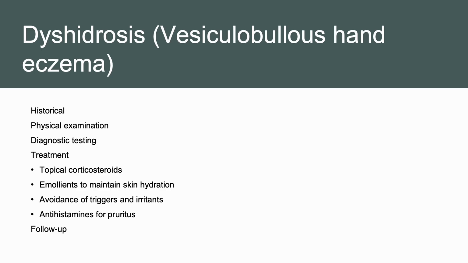Patients often report recurrent episodes, particularly in warm weather or during periods of stress. On exam, we see small, deep-seated vesicles on the palms, fingers, and/or soles. Chronic cases may show scaling and fissures. This is often a clinical diagnosis based on appearance. Patch testing may be performed to identify potential allergens, and skin biopsy is recommended in atypical cases.